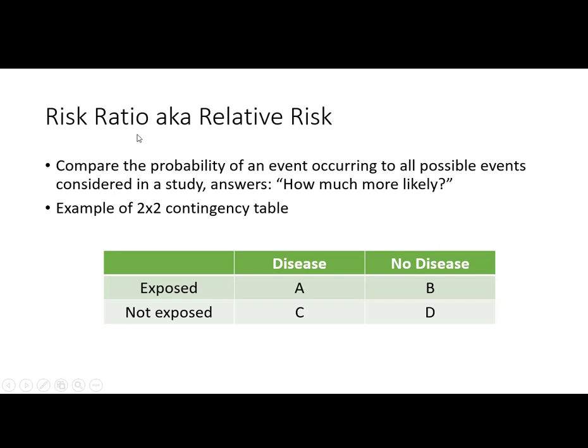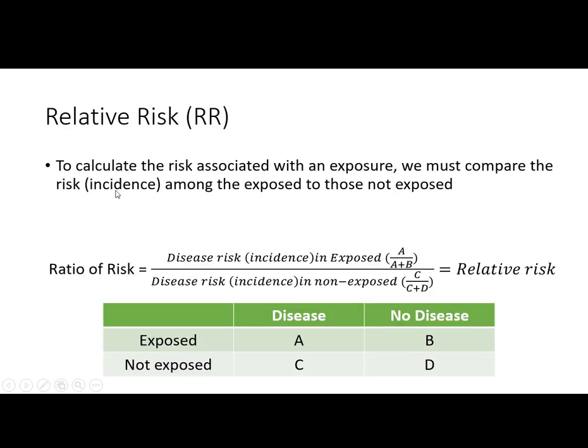So risk ratio, also known as relative risk, compares the probability of an event occurring to all possible events considered in a study, and it answers how much more likely. And this is an example of a 2-by-2 contingency table because we have two outcomes by two possible exposures. Okay, so to calculate the risk associated with an exposure, we must compare the risk incidence among the exposed to those who have not been exposed.